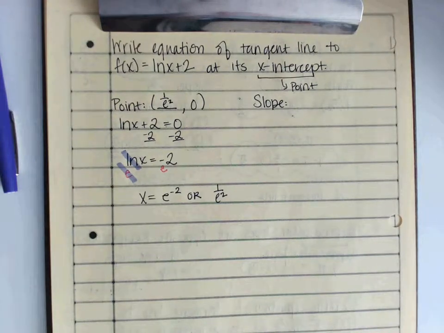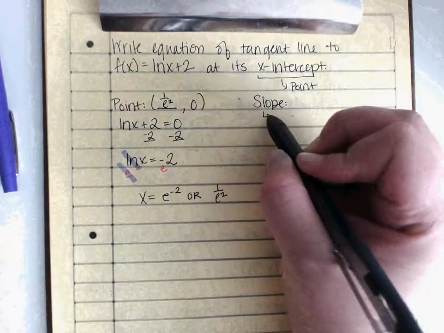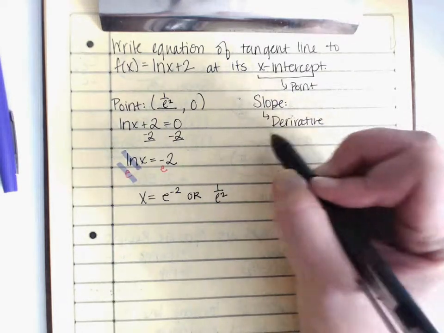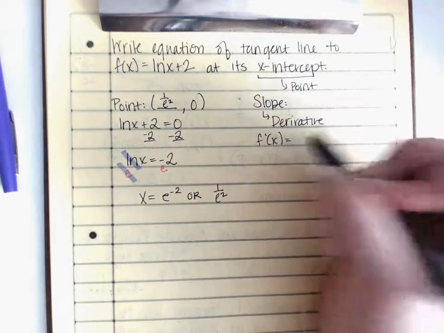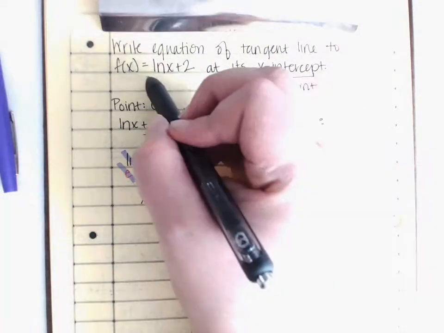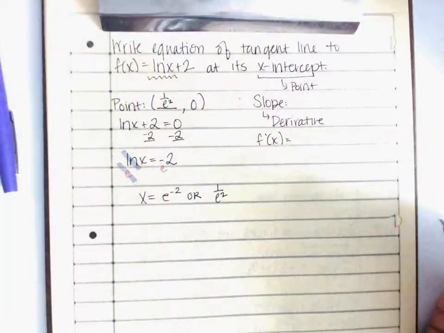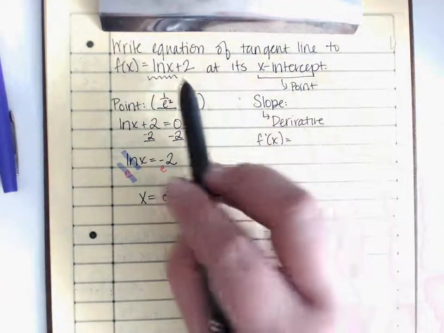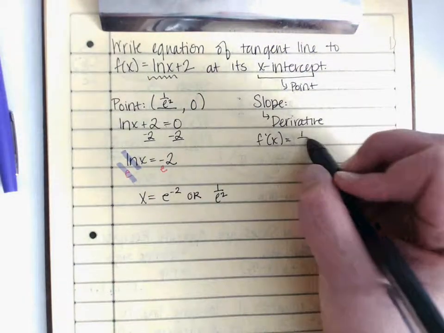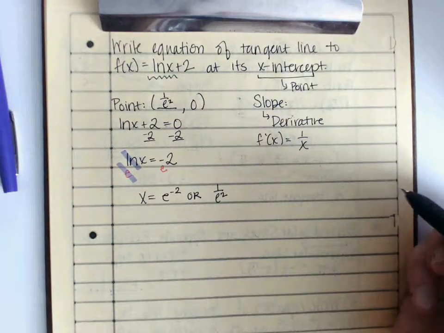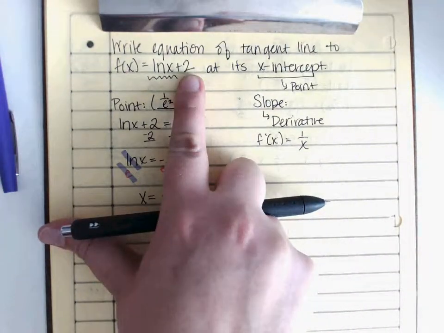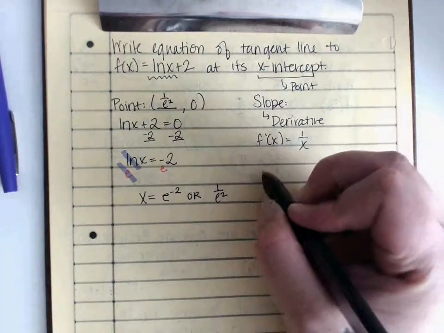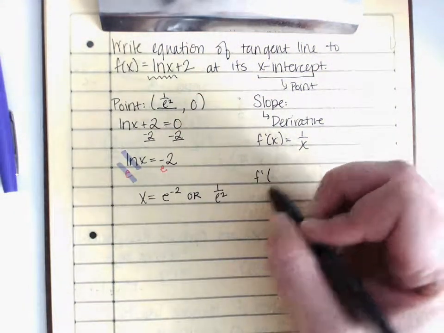Next thing that I need is my slope. Remember, for the slope, I need to take the derivative. So f prime of x equals, I need to take the derivative of ln x. Hopefully you remember, derivative of ln x is what? Say it out loud. Ln x is 1 over x when you take the derivative. Then your plus 2, the derivative is 0 because that's a constant. Then from there, I want f prime of e to the negative 2.